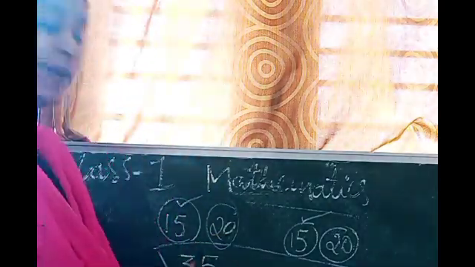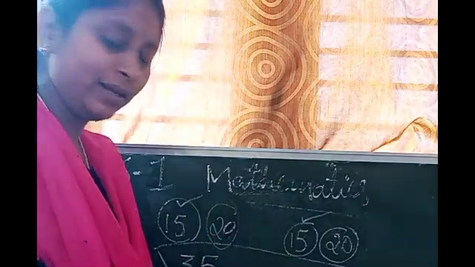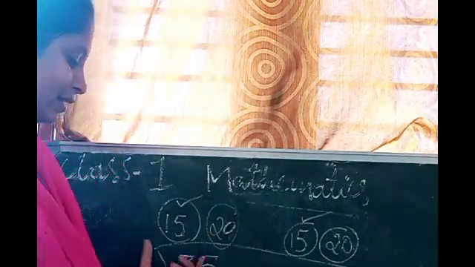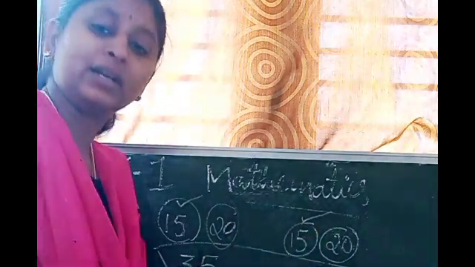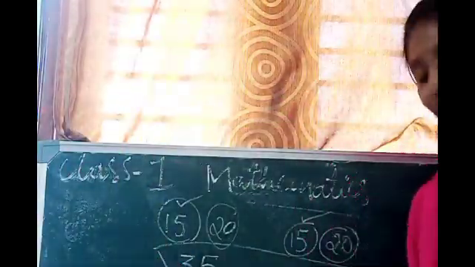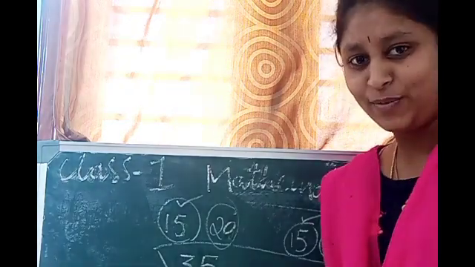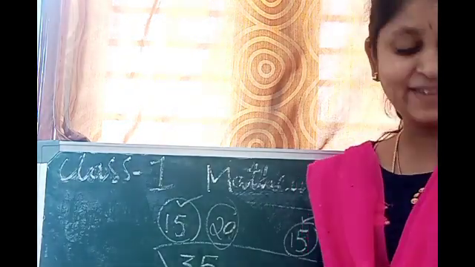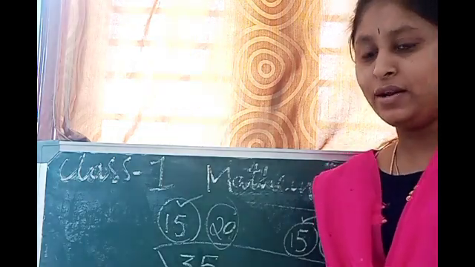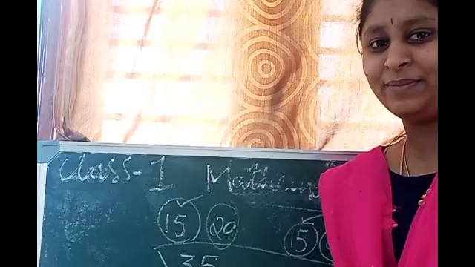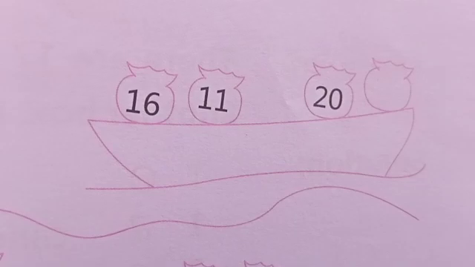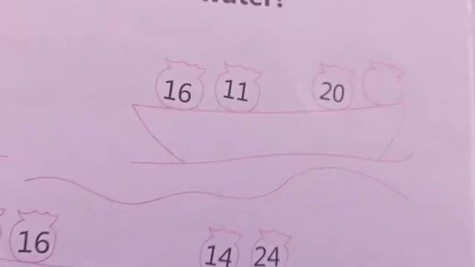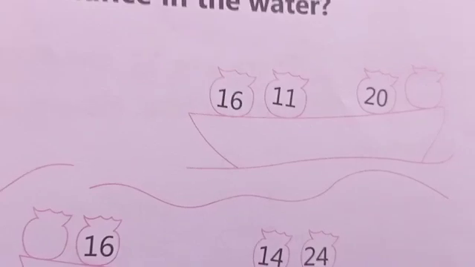Yes. In the same way, I need to make both sides equal. I need to make 35 on my right side, and I need to make 35 on my left side also. So both should be equal to balance the boat. Okay children? Yes. In the same way, I need to finish all other problems. The next problem is 16 and 11 and 20 and nothing they have given. Okay. We need to solve this problem. We need to balance the boat.